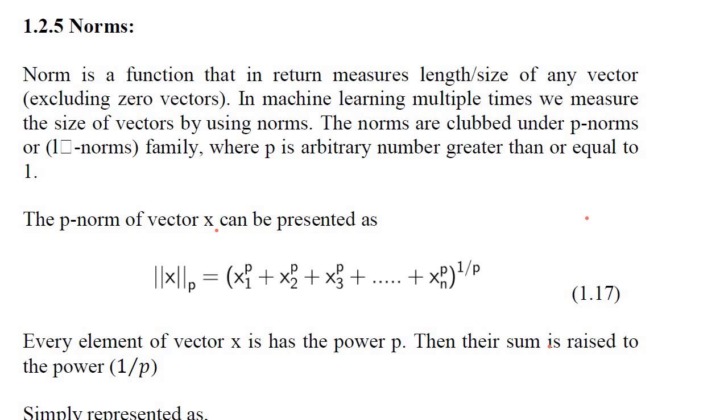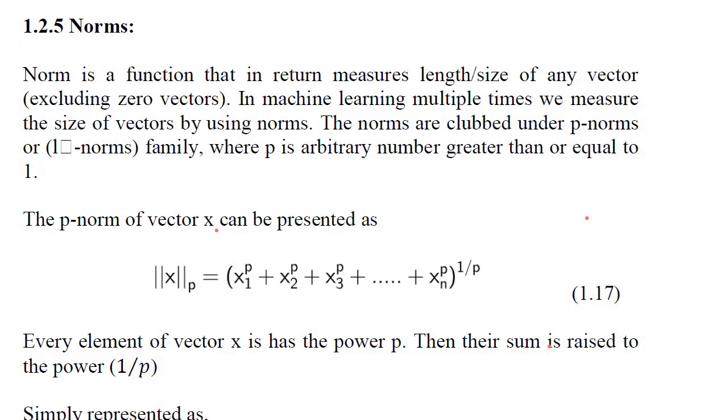So we are starting with the concept of norms. So norms मतलब क्या? Norms is basically a function that will give you length or size of any vector, obviously not zero vectors. So machine learning में बहुत बार हमें measure करना होता है size of vectors. So we do it using norms. Okay. There are different types of norms. We are going to see some.